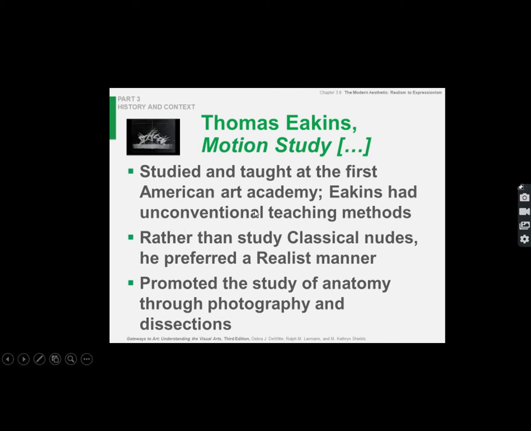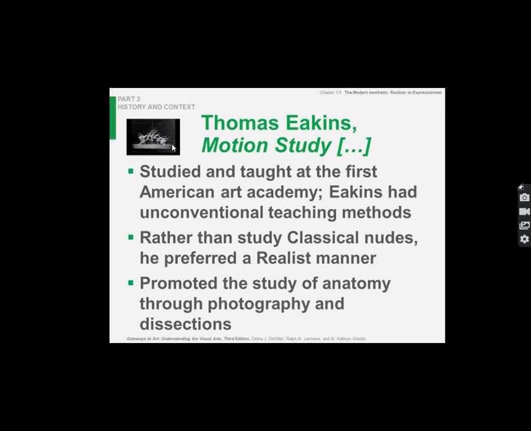It should be noted that Thomas Eakins went to and taught at the American Academy of Art. That's the actual title, not American Art Academy. It is in Philadelphia. It is the oldest art school in America, and it is still in existence. It still goes on today.